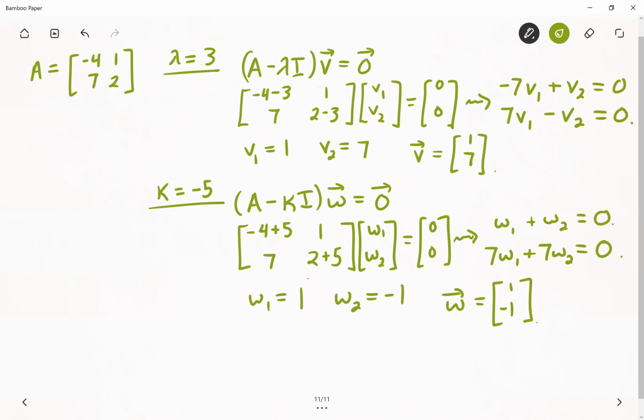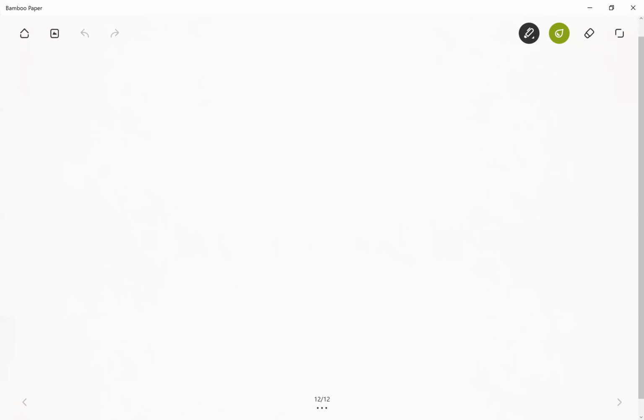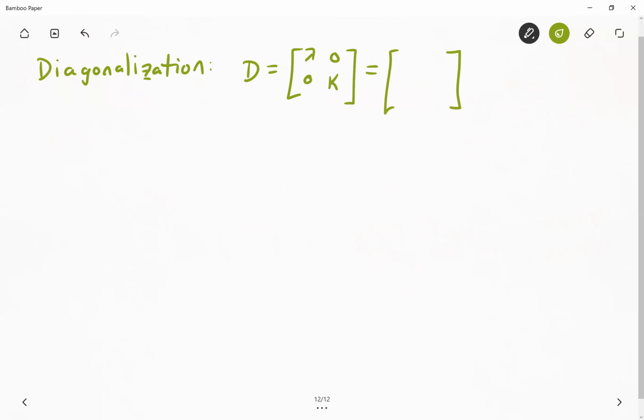All right, so we have our eigenvectors. We have v and we have w. And since we also have our eigenvalues, we're ready to put these together and get a diagonalization. So let's go to the next page. And so recall for the diagonalization that D is the matrix with the eigenvalues on its diagonal. So lambda 0, 0 kappa. In this case, those values were 3, 0, 0, and -5. Then P was the matrix which has the eigenvectors as its columns. So v1, v2, w1, and w2.